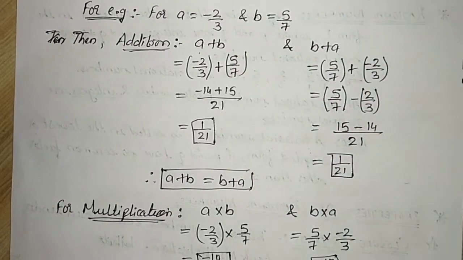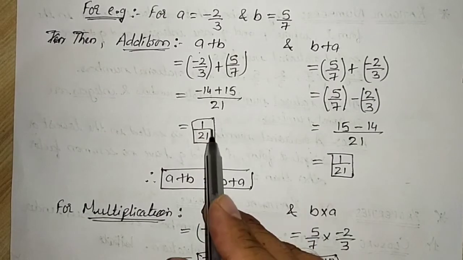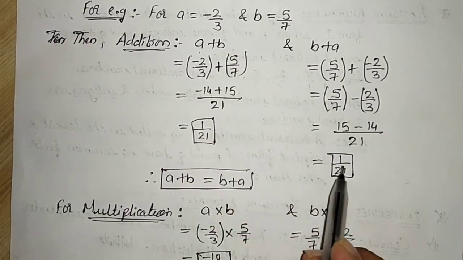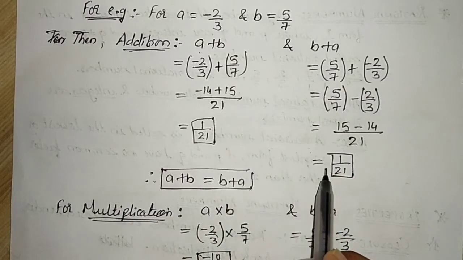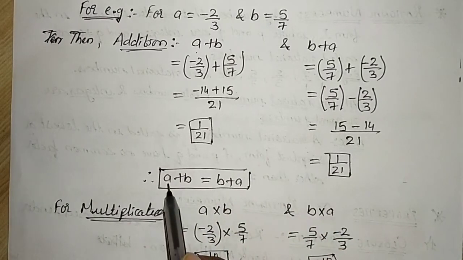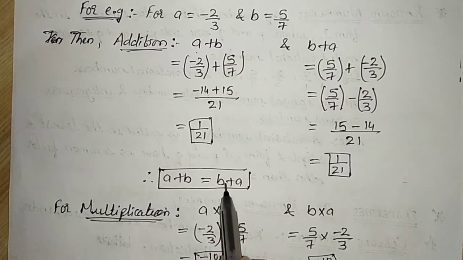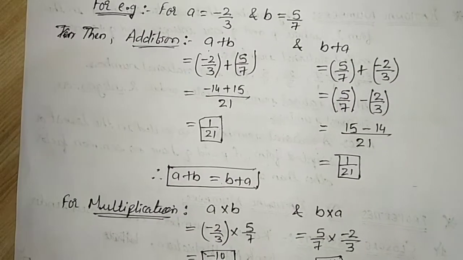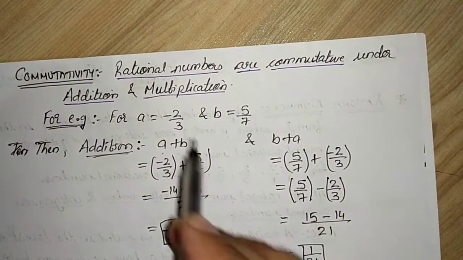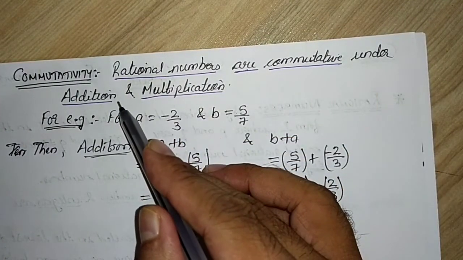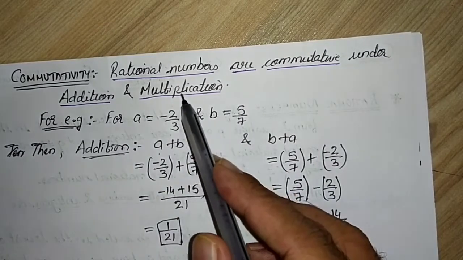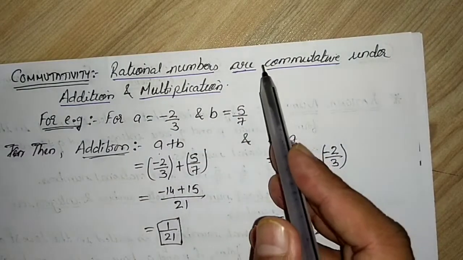If the resultant answers are the same, here you can see I have already solved for you. The resulting answer is the same. That means I can say a plus b is equal to b plus a. So I can say that rational numbers are commutative under addition. Well, for multiplication also rational numbers are commutative.